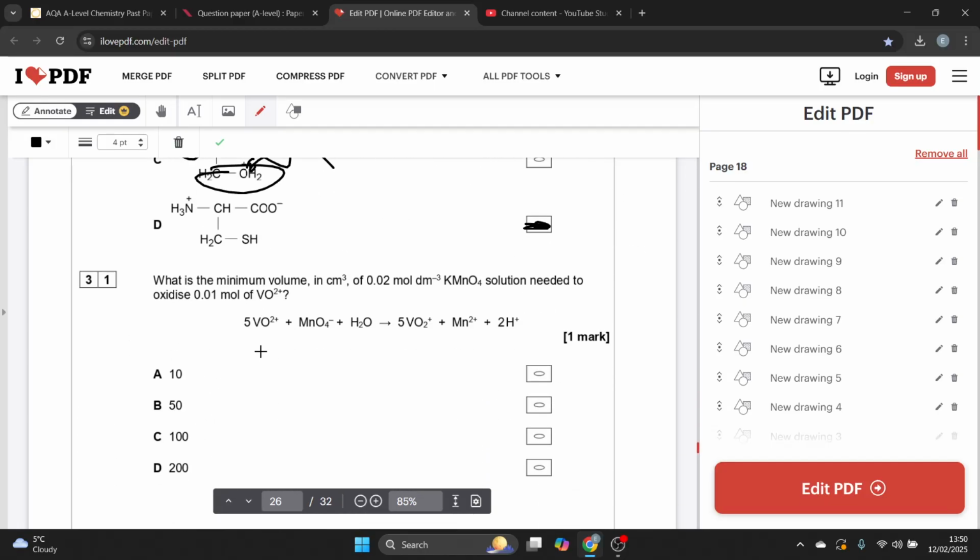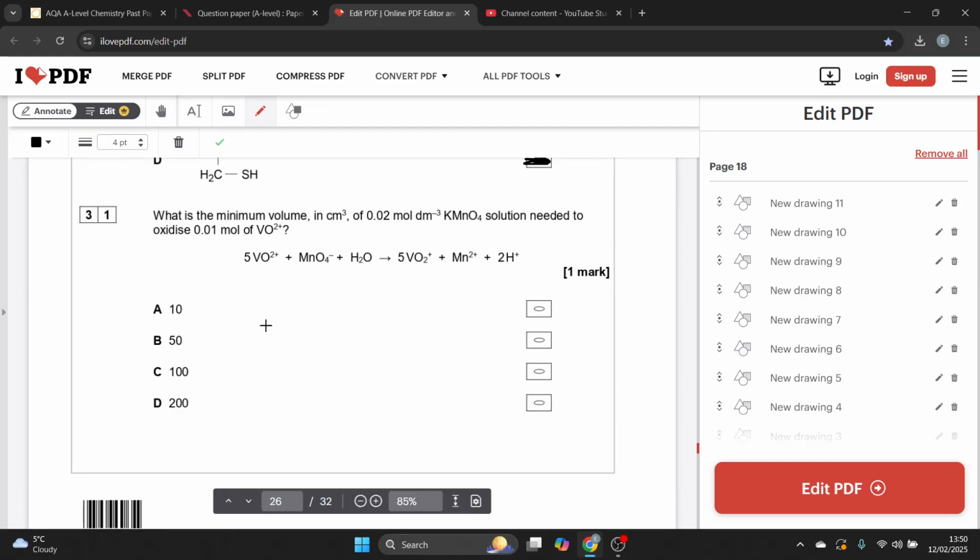Question 31. What is the minimum volume in centimeters cubed of this needed to oxidize this much of VO2+? What is the minimum volume of this much needed to oxidize this much? 0.01. So I've got 0.02 moles per decimeter cubed of that needed to oxidize that much of VO2+.